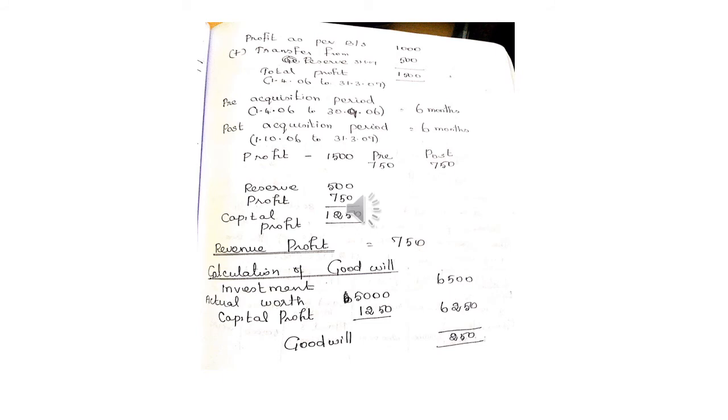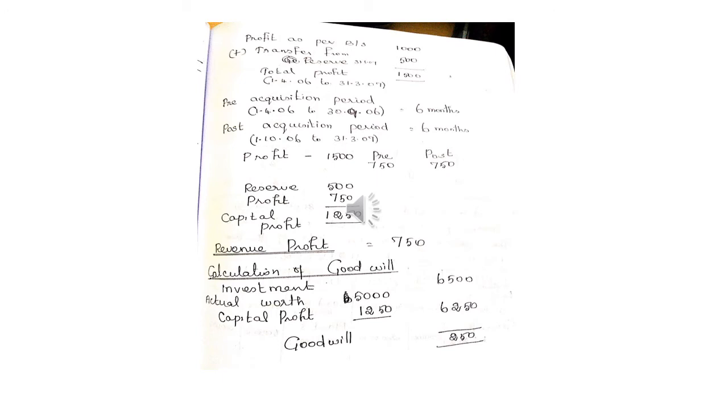Continuation of the fifth problem. That means continuation of a capital profit. Profit as per balance sheet, this balance also 1,000, but transfer from reserve is 500. So we have to add it. Total profit is 1,500. Pre-acquisition period and post-acquisition period.